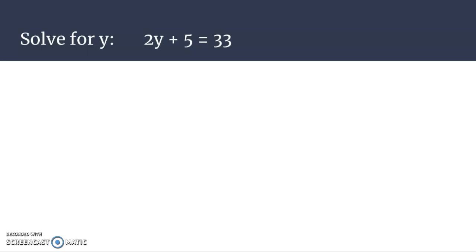Hello and welcome back. In this video we're going to talk about several examples of solving equations and the steps needed to get variables by themselves. So in this first one we are solving for y. Notice what's happening to y. We're adding 5, we're dividing by 2, so we're going to be undoing those things to both sides.